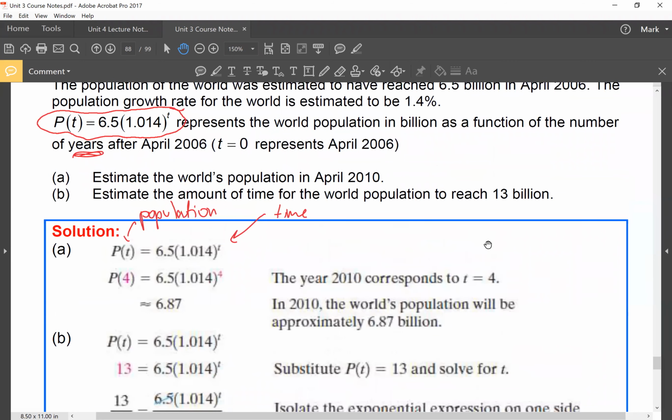Well, the question gives you a bit of information here. It says at time equals 0, we're talking April 2006. So the question is, what's the population in April 2010? Well, 2010 minus 2006 is 4 years. We are trying to estimate the population after 4 years.